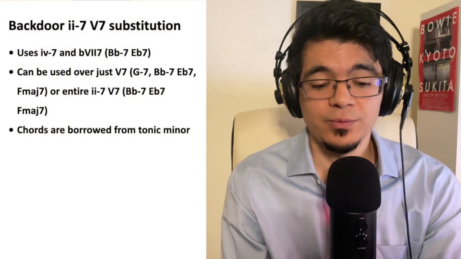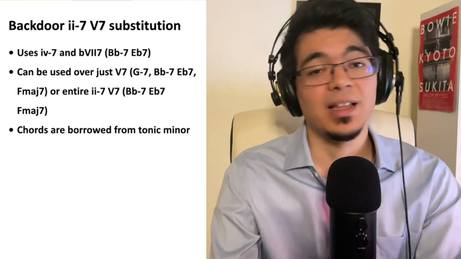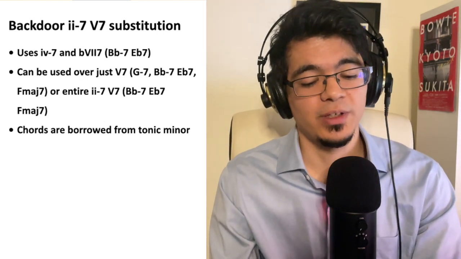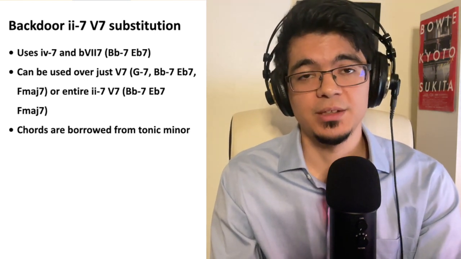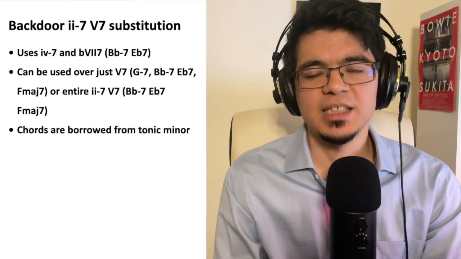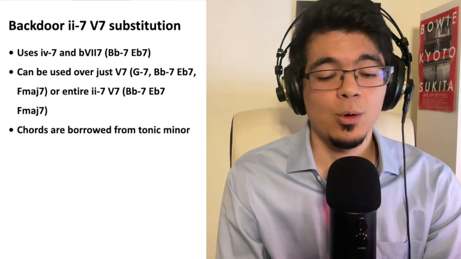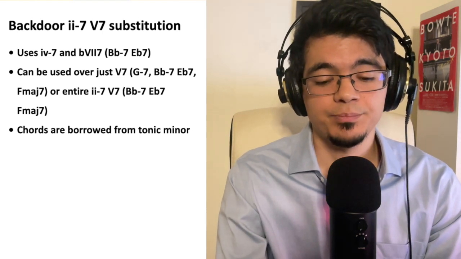The next most common chord substitution for our 2-5-1 is what's often referred to as the backdoor 2-5, which is 4 minor 7 going to flat 7-7, resolving to our 1 major 7. We can explain these chords as being borrowed from the parallel minor key or F Aeolian.